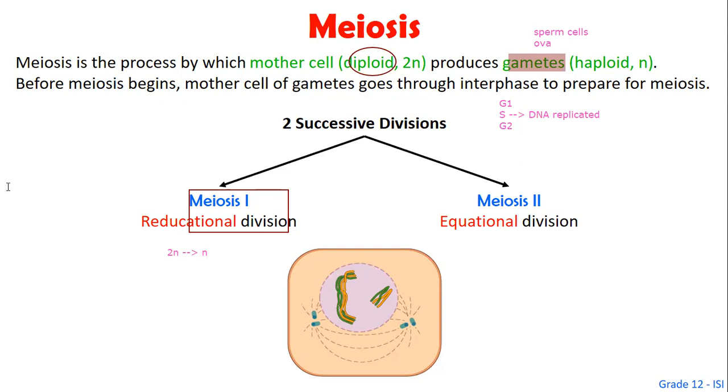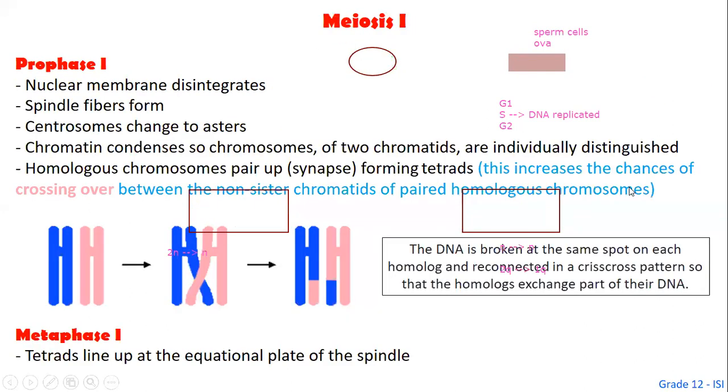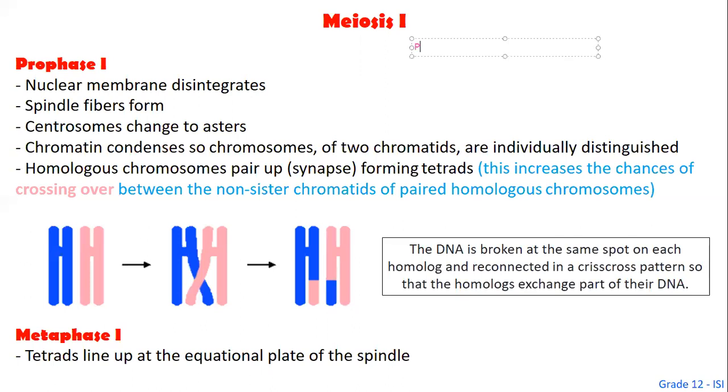The second meiosis is equational. We mean that we are separating the chromatids. So it's the same number of chromosomes, but instead of having two chromatids, each chromosome will have one chromatid. Let's start talking about the phases of each meiosis 1 and meiosis 2. It's the same order. Meiosis 1, PMAT 1, meaning prophase 1, metaphase 1, anaphase 1, telophase 1.